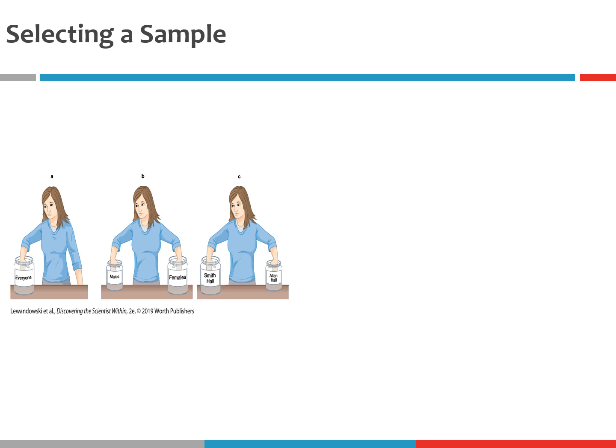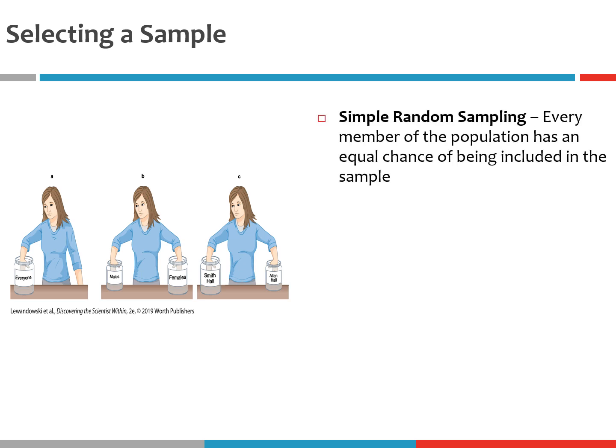Now we're moving on to sampling. How do you select a sample? Well, the best sample you can have, in my opinion, is the simple random sample, where every member of the population has an equal chance of being in the sample. This is a probability-based sample, and it's very fair because everybody's got the same chance of being in the sample. If you have a large population and a small sample, you have to pick from that large population. It can be a lot of work.